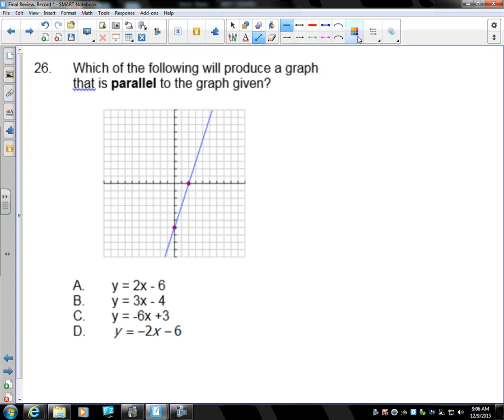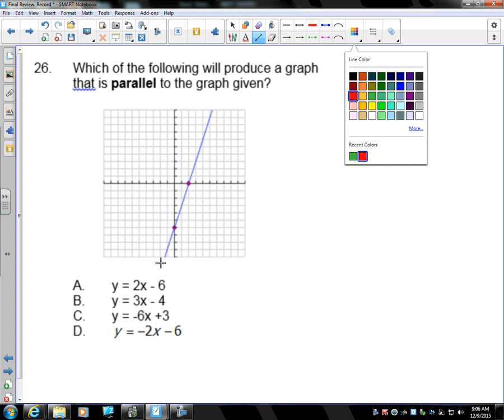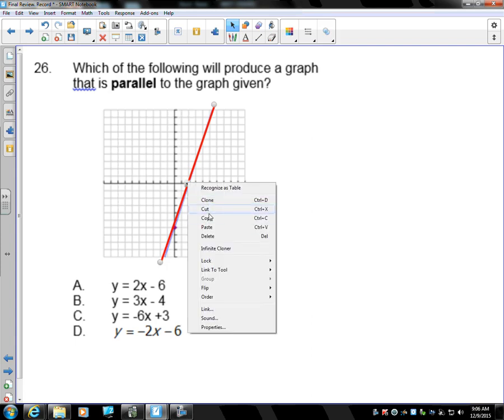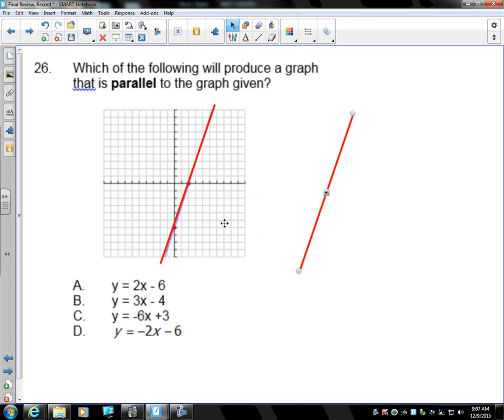So to create a parallel line, all we do is take the line that we already have and move it either up or down. So for example, we have this line already, and if we move it up by say 1, 2, 3, 4, we'll get a parallel line.